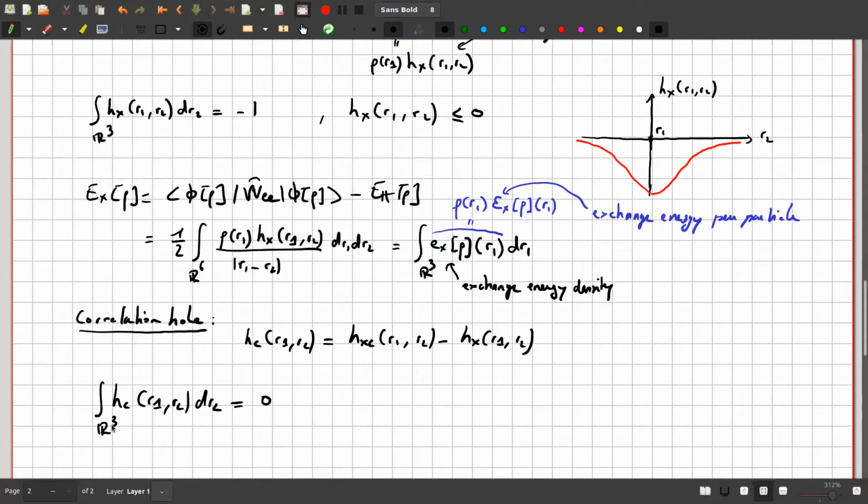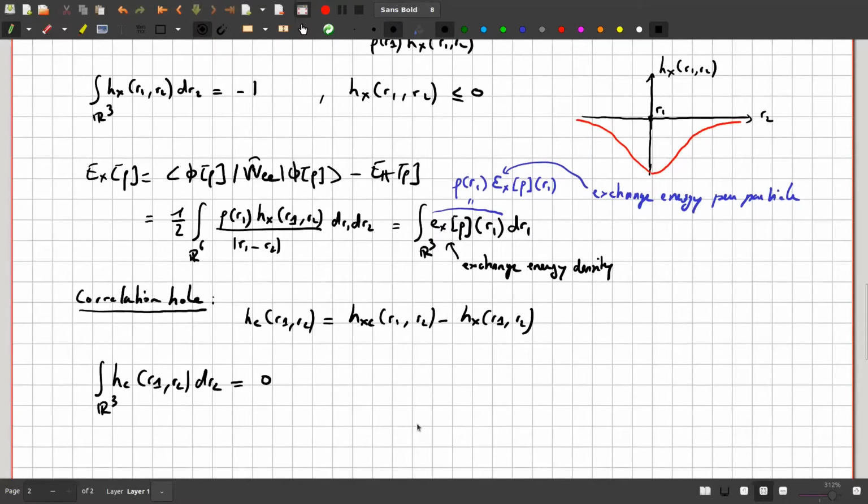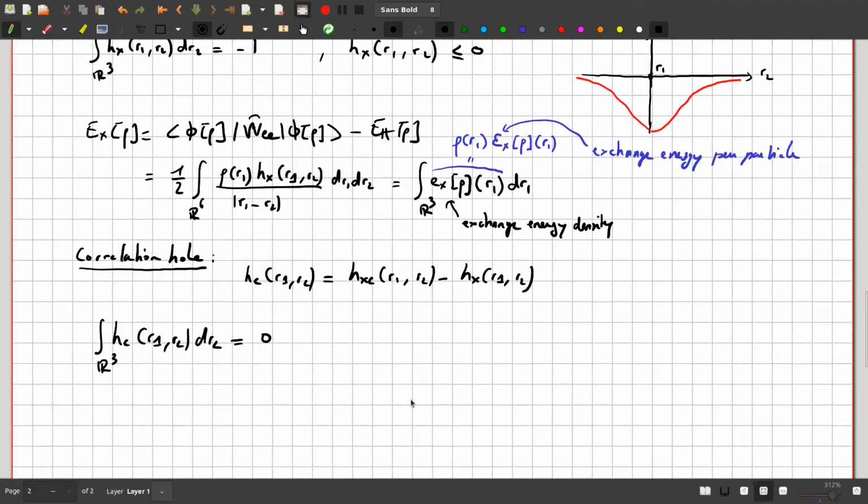Okay, which is an important property. It is not necessarily negative. In fact, since it integrates to 0, you must have negative and positive parts of the correlation hole. So a typical shape for this correlation hole is as follows. So let's plot h_C(r1, r2) with respect to r2.